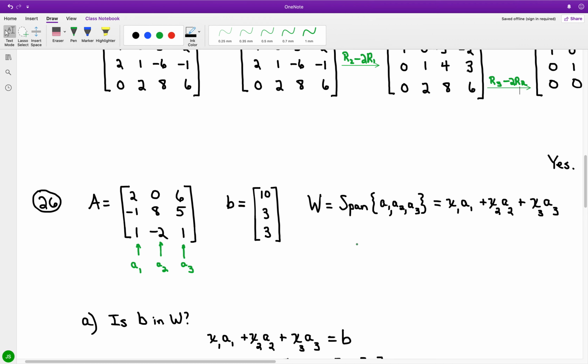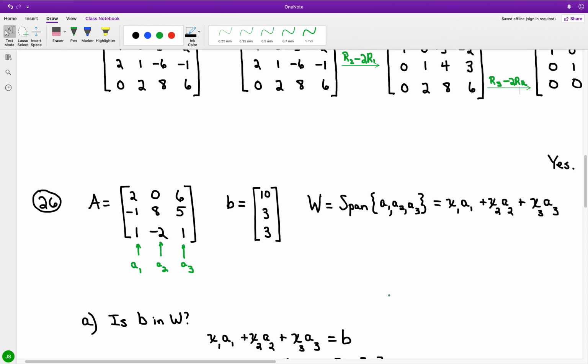And we're going to have for W, that would be the span of A of 1, A of 2, A of 3, which in linear combination terms, we have x of 1, A of 1, plus x of 2, A of 2, plus x of 3, A of 3. And for part A, it asks if B is in W. So we can take the linear combination from W and set it equal to B.